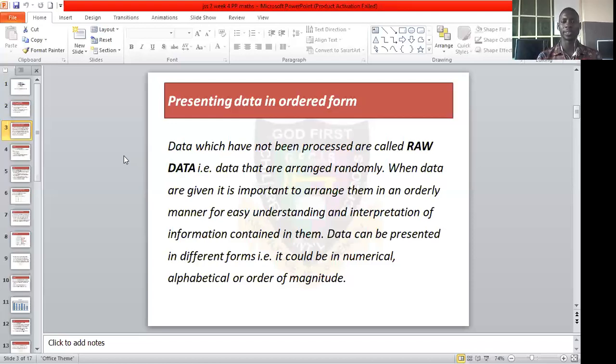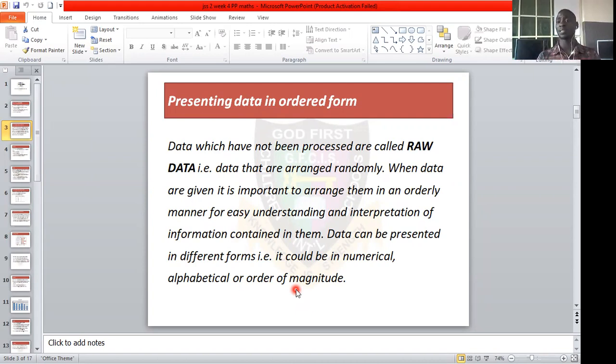Data can be presented in different forms, that is numerical, alphabetical, or in order of magnitude. It could be in numbers, like 1, 2, 3, or in alphabetical order like A, B, C. Not like Z, Q, A, D in a disarray manner. It has to be in an orderly manner, or in order of magnitude.